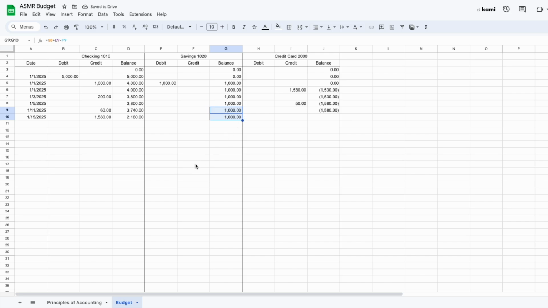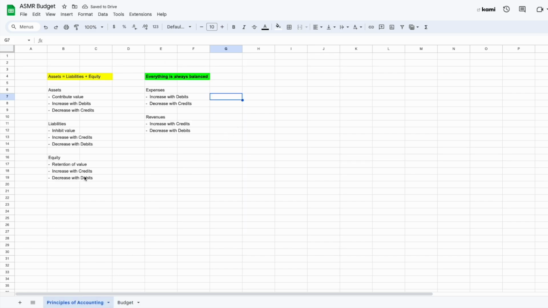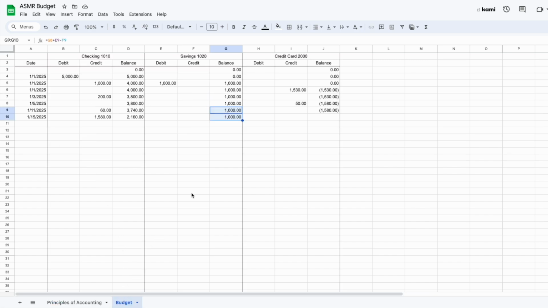If we remember from our principles of accounting, liabilities decrease with their debits. So, we'll debit our credit card for this amount and pay it off. And so on and so forth.